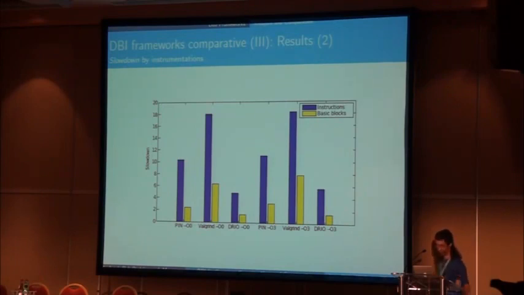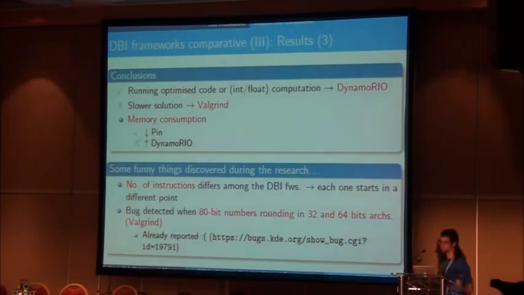So, as a conclusion of this comparison, let me tell you that if you want to run optimized code or binaries that do very high computation with integers and floats, you should use DynamoRIO. The slowest solution we have seen is the green bar, Valgrind, and if you have some memory constraints, maybe you should use PIN instead of DynamoRIO.